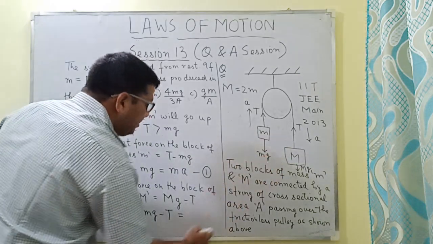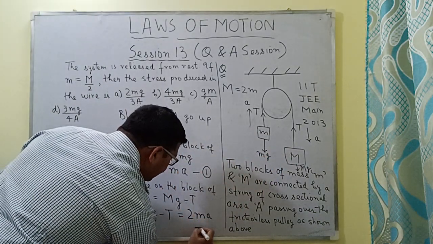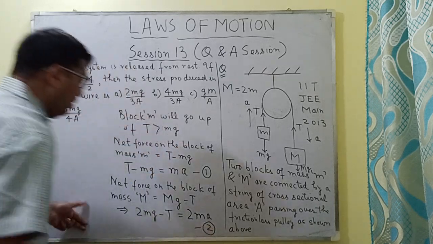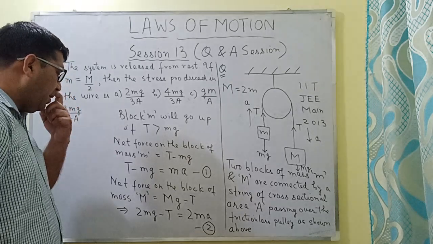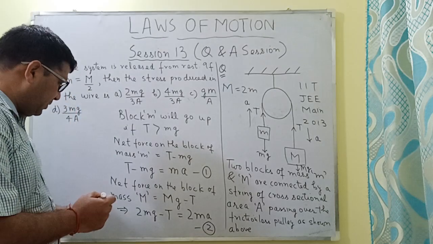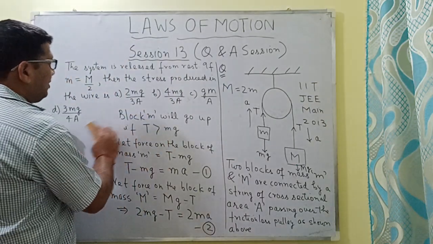Now m, capital M, is equal to 2m. So I will be substituting it as 2ma. So this is the second equation. So I have got these two equations now, and with the help of these two equations, I will first of all calculate the tension in the string or the wire.